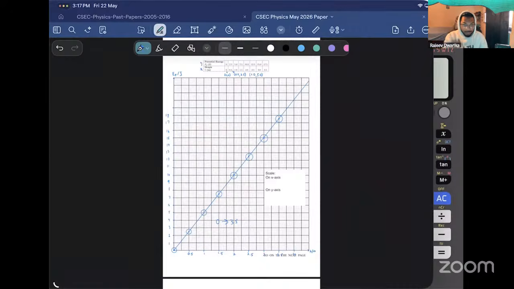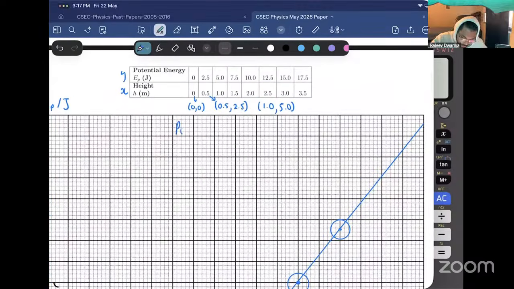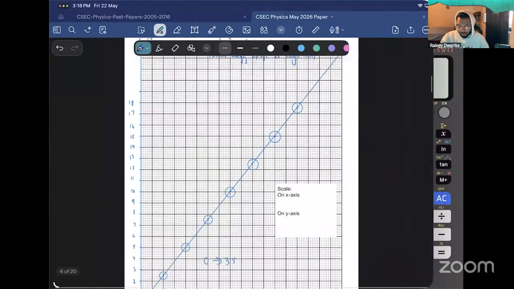As you can see, it's a perfectly straight line. Are you okay with this? Yes, sir. And the title would be potential energy, EP, joules versus height.